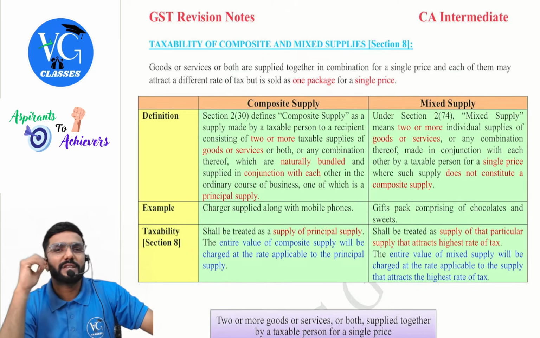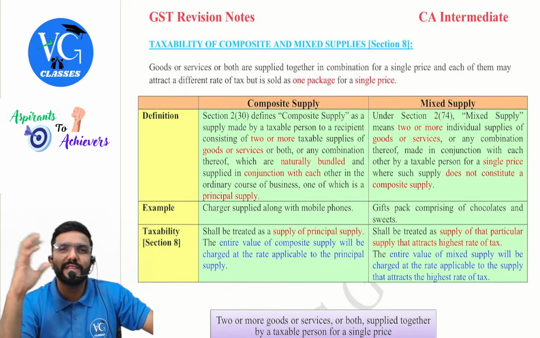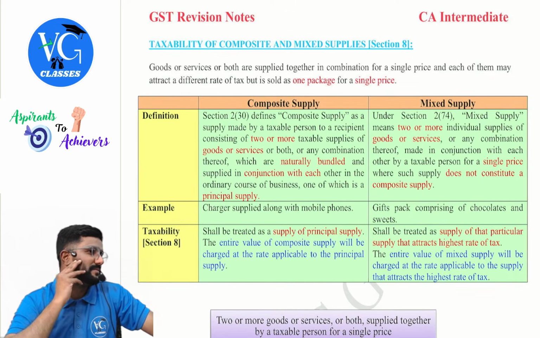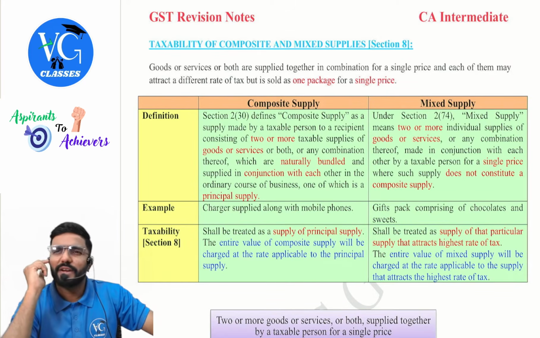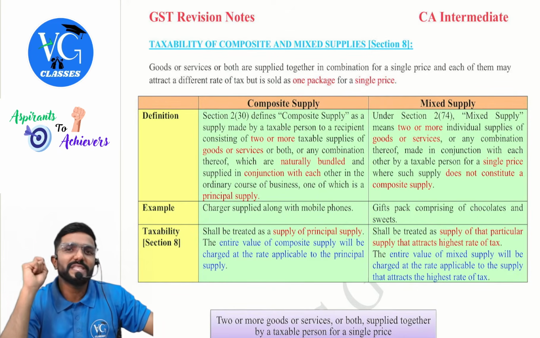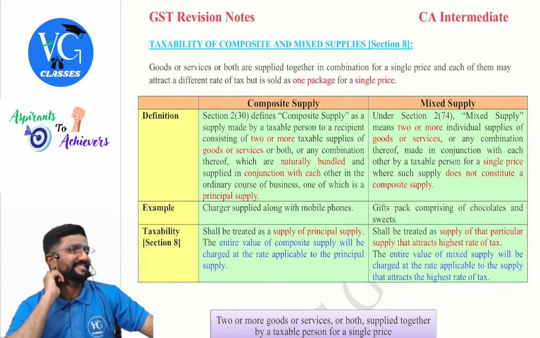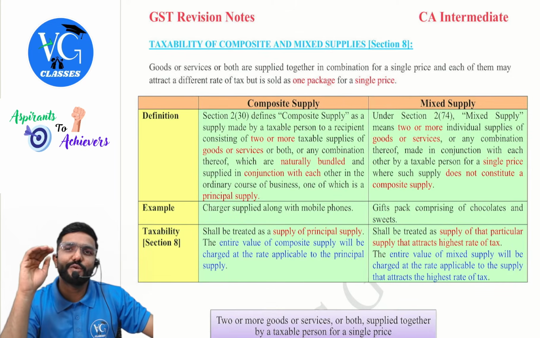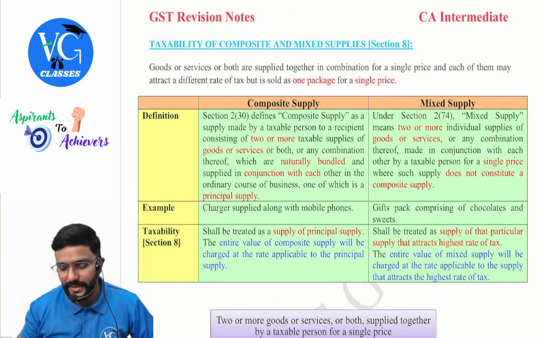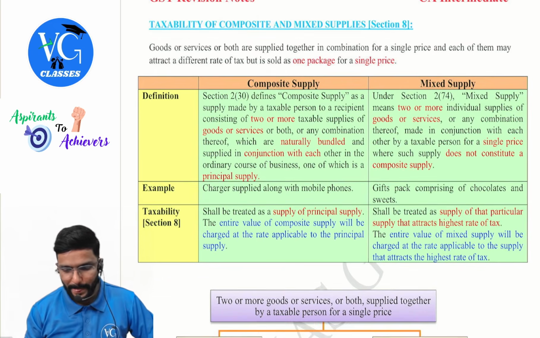For example, sir, chocolate, biscuit, dry fruits, sweets, everything has been packed in one box and supplied during Diwali time or any festival. So, is it a mixed supply? Yes. In case of mixed supply, what is the rate applicable? Highest rate. Within the package, whichever goods or service attracts the highest rate, apply that rate.